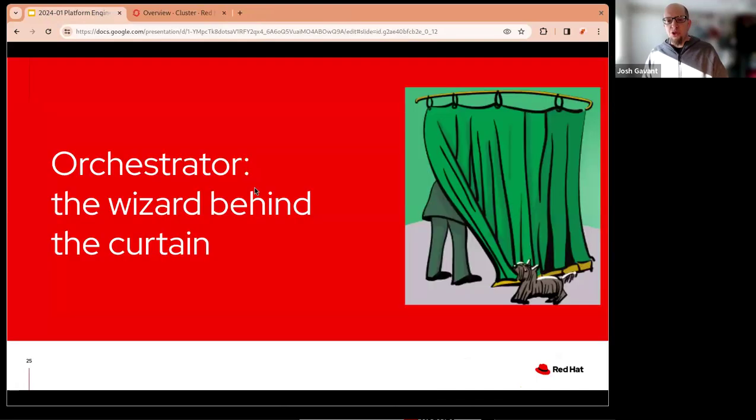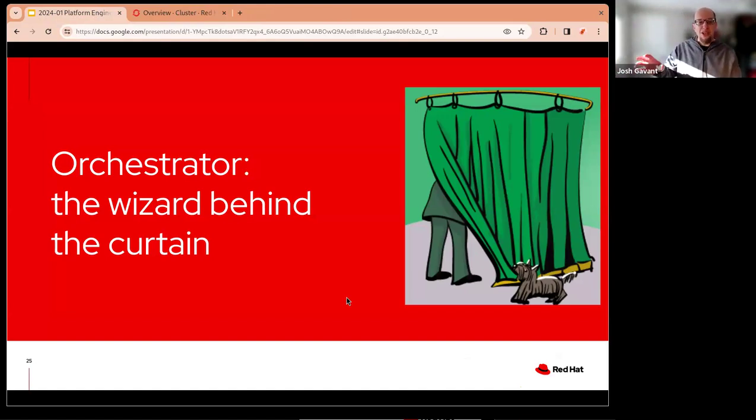I did want to emphasize, before we wrap, the last bit of a platform, which I'm going to summarize that whole bottom part of the iceberg as the orchestrator. And it sometimes gets overlooked. It's the wizard behind the curtain.